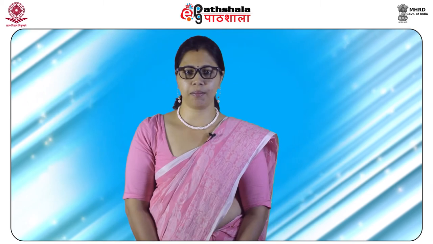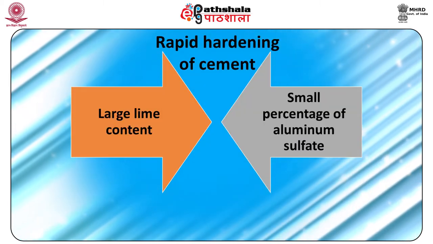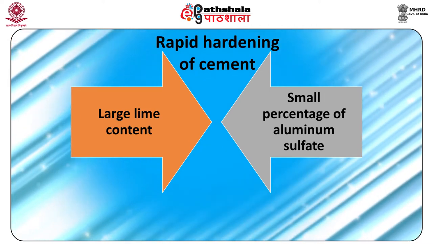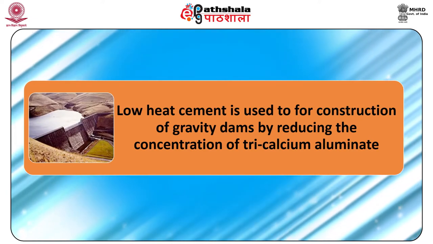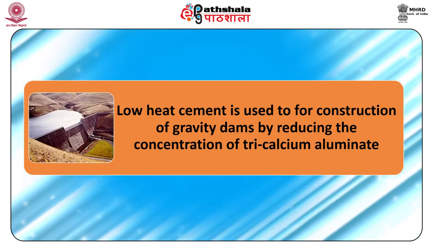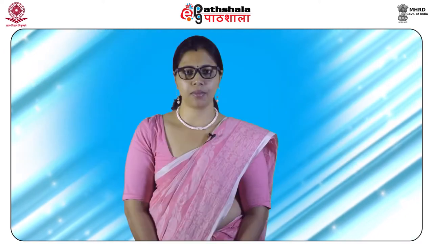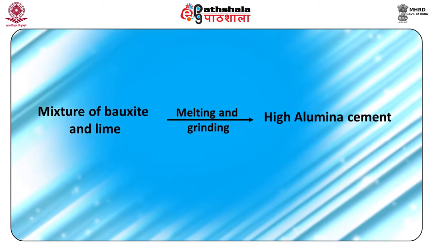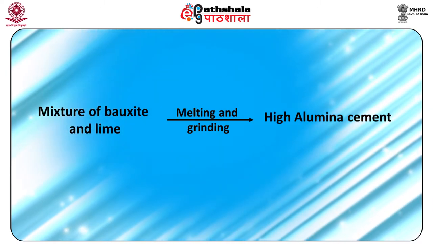short span of time. The rapid hardening of cement is due to its large lime content and small percentage of aluminium sulfate. Low heat cement is used for construction of gravity dams by reducing the concentration of tricalcium aluminate. High alumina cements are used for construction in high temperature regions. It is obtained by melting and grinding the mixture of bauxite and lime.